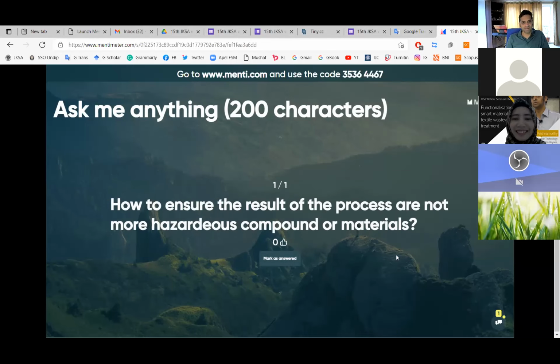Okay, next. The last one. How to ensure the result of the process are not more hazardous compounds or materials? Very, very good question. This is what we are working on. We are saying that we are creating clean water, and we have to make sure that things are not leaching out. I think I can share, but it is still under commercialization and patenting process.